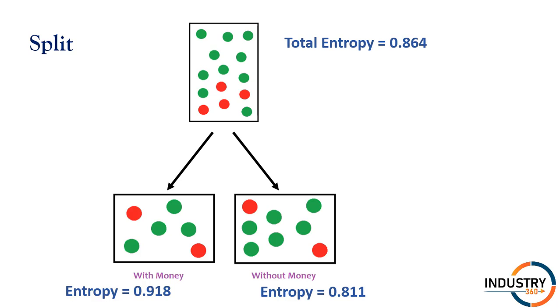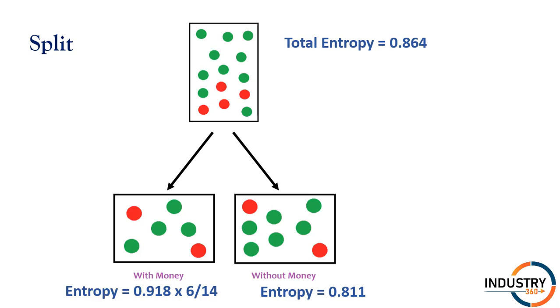So far, so good. Now we need to combine these two entropy values and we need to apply weights as per the number of members. Let's see how this is done. Now since there are only 6 members in the with money group out of an original of 14, we are going to multiply the entropy of this group by 6 by 14, something like this.